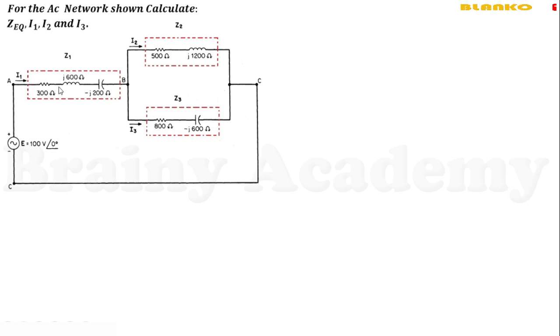I1 is the current that flows through impedance Z1, I2 is the current that flows through impedance Z2, and I3 is the current that flows through impedance Z3. I hope you understand. Then we have our supply voltage, which is E, and that is equal to 100 angle 0 degrees volts. So we are going to solve for the equivalent impedance, that is ZEQ, and then solve for I1, I2, and I3.